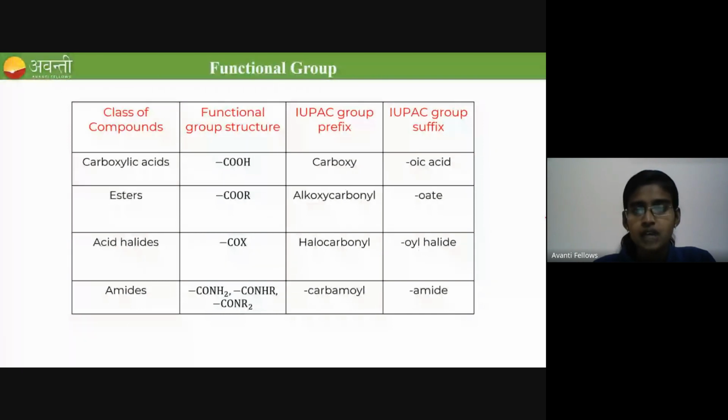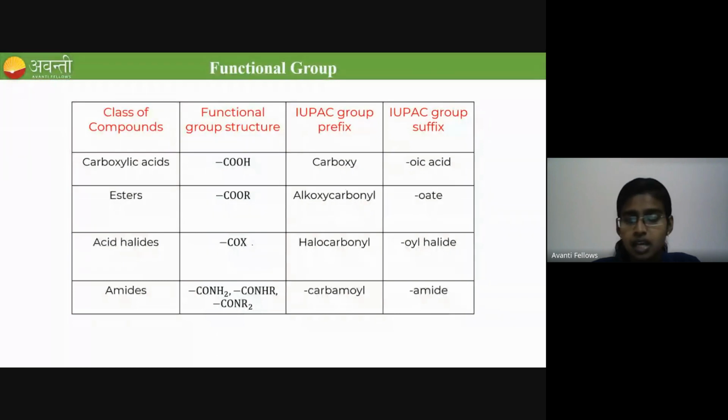We have some 10 to 12 very important functional groups which we use in our organic chemistry. You can see there are 4 columns. The first is the class of compounds. Next is the formula of that functional group. Then the prefix and suffix of the functional group. So for carboxylic acid, the formula is COOH. The prefix is carboxy and the suffix is oic acid. And for esters, it is COOR, the prefix is alkoxycarbonyl, and oate is the suffix.